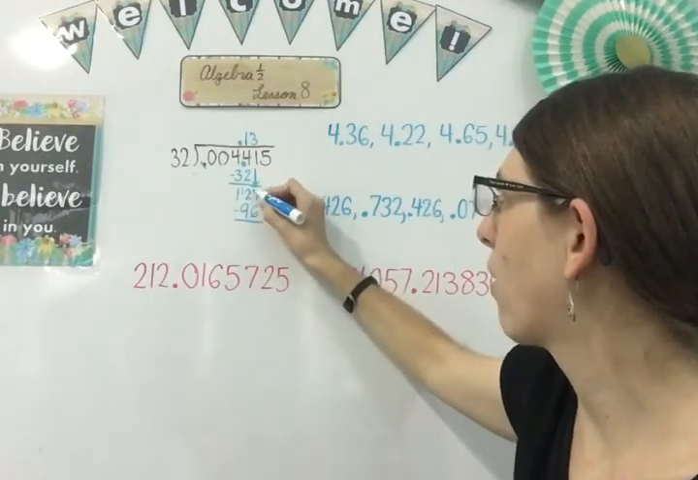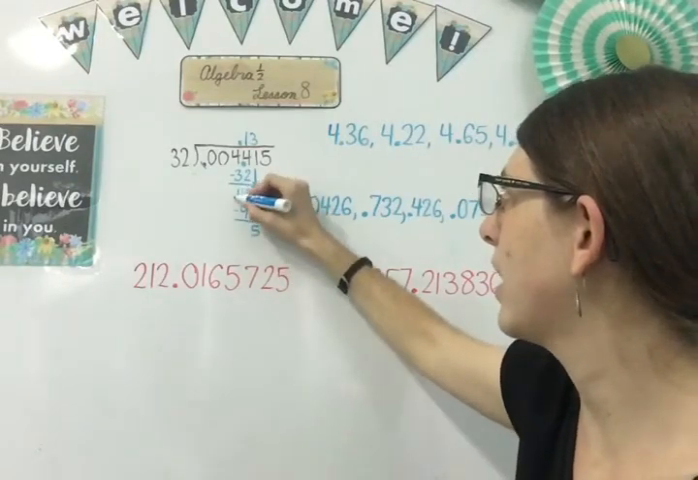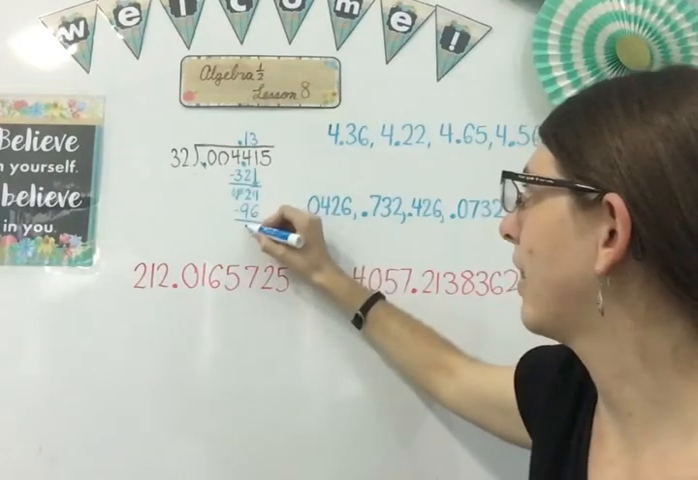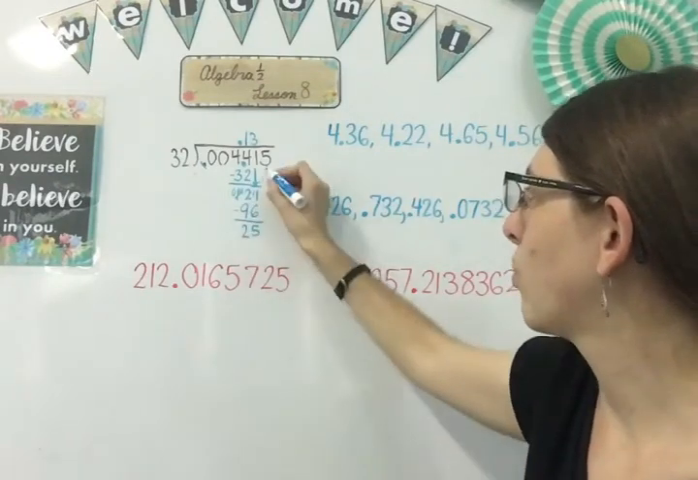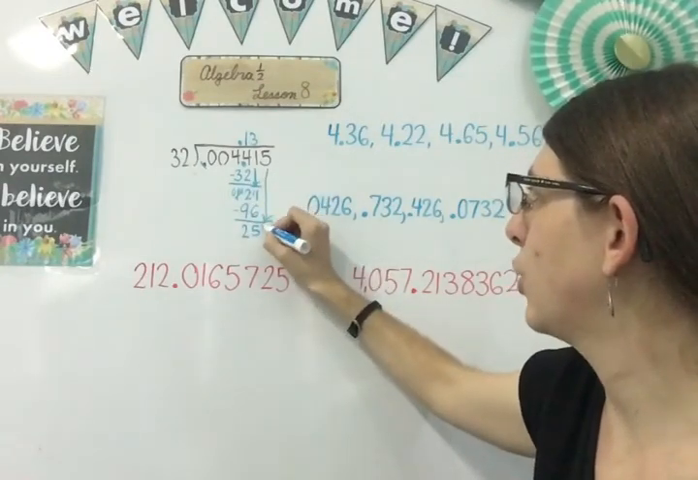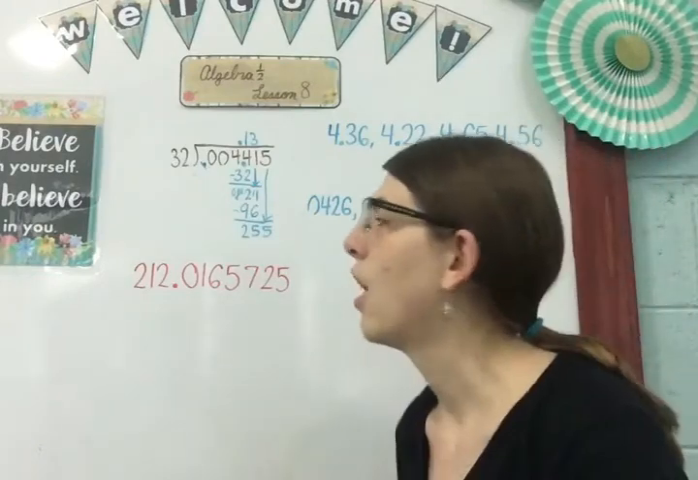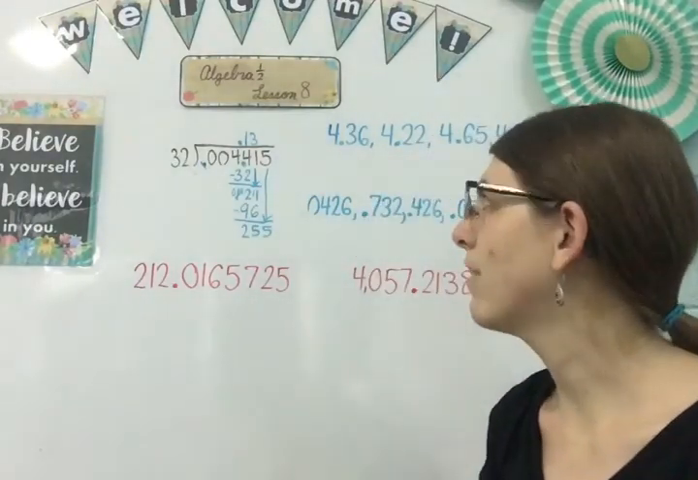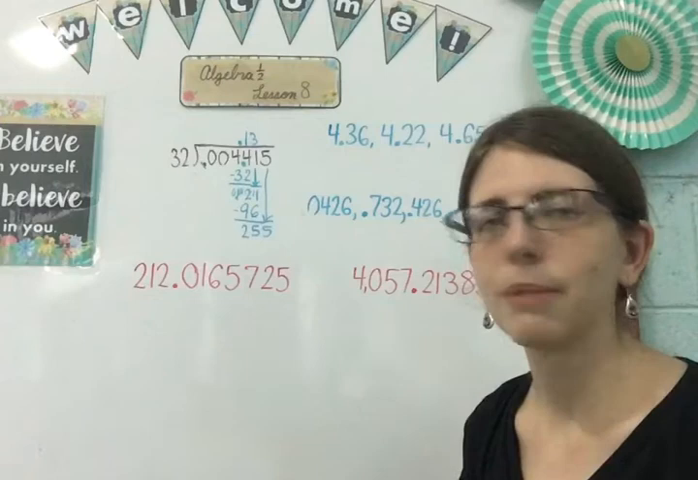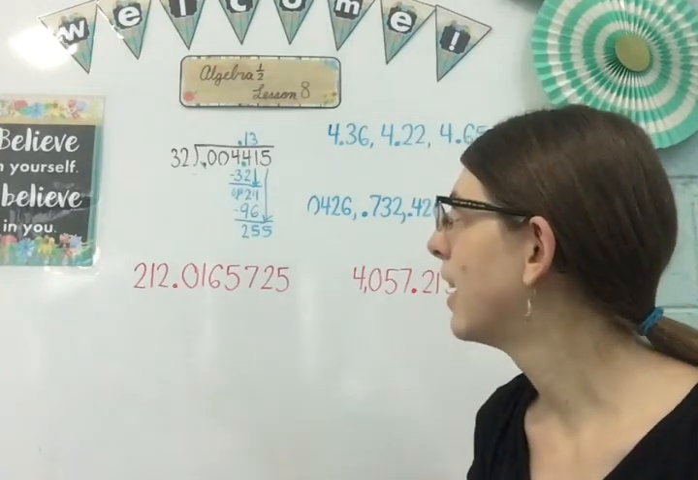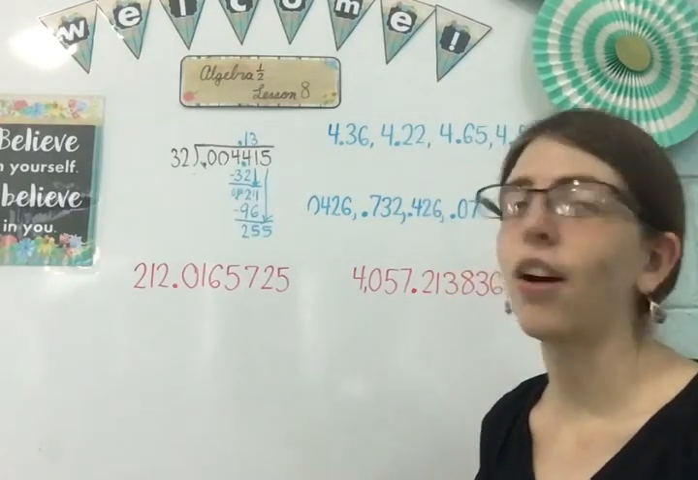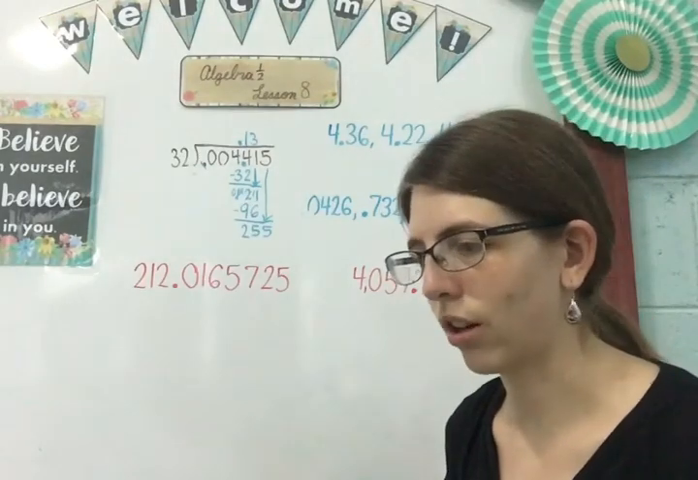I need to borrow. I have 5 here. Borrow again. 11 minus 9 is 2. 25. 25 is less than 32. I bring down my 5. 3 can go into 25 about 8 times. But I can see already that that's not going to work.